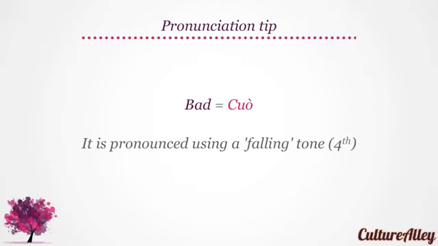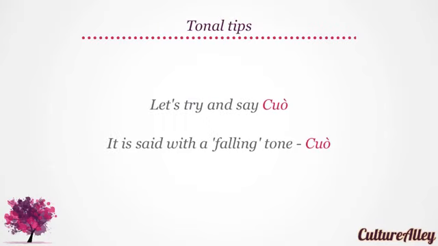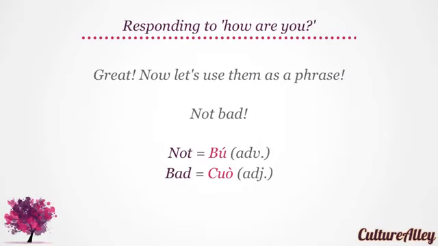Bad translates to 错 and is pronounced using a falling tone or the fourth tone. Let's try and say 错. It is said with a falling tone, like 错. Wonderful. Great. Now let's use them as a phrase. In not bad, the adverb not translates to 不, while the adjective bad translates to 错.